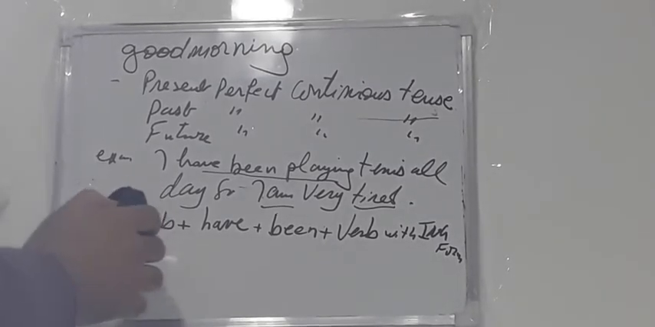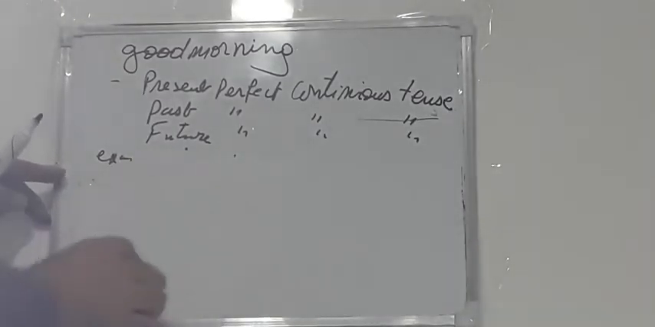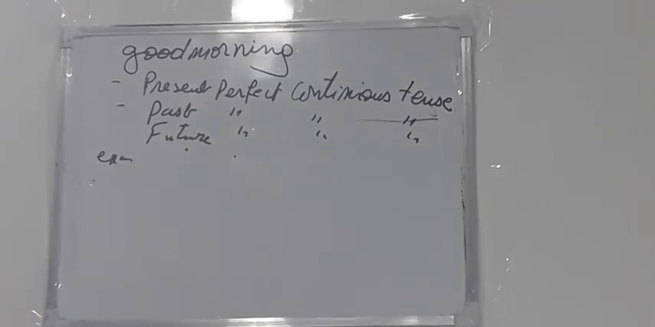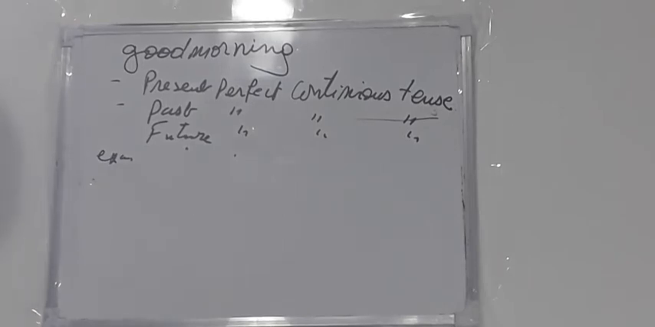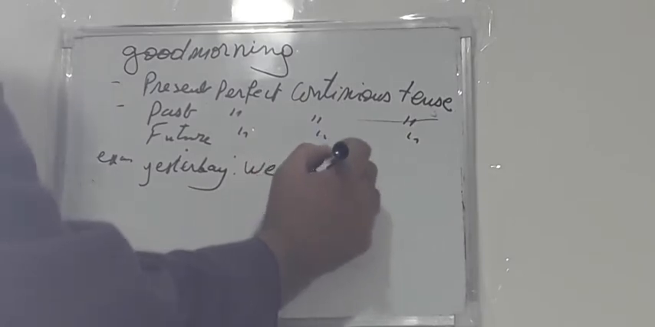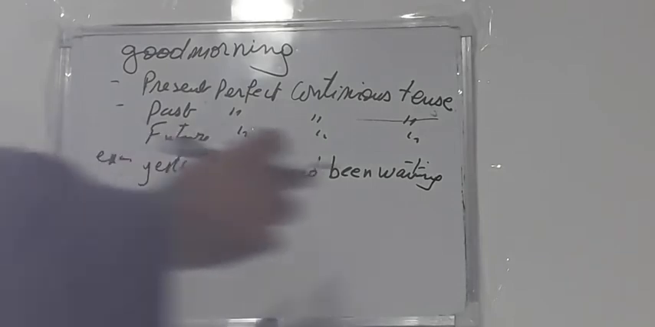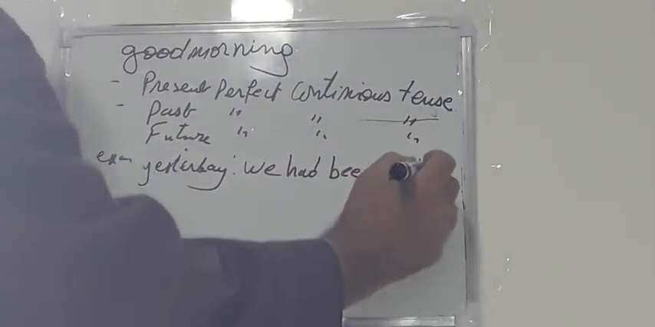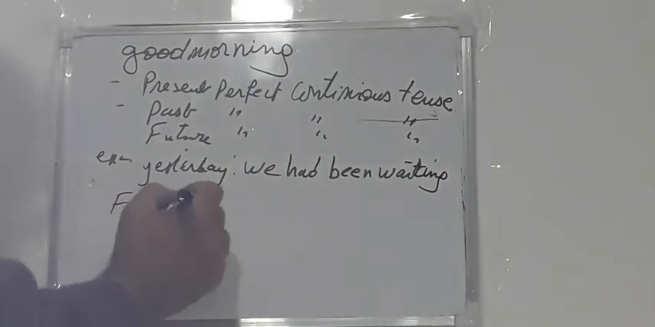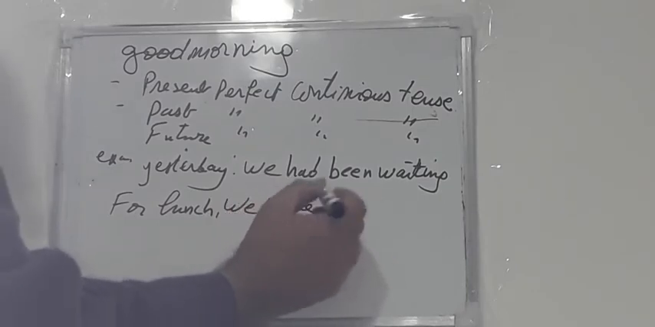Let's go on with the past perfect continuous tense. The second one. The past perfect continuous tense describes a prolonged action that started in the past and finished in the past. Example: yesterday we had been waiting for lunch, we were hungry.